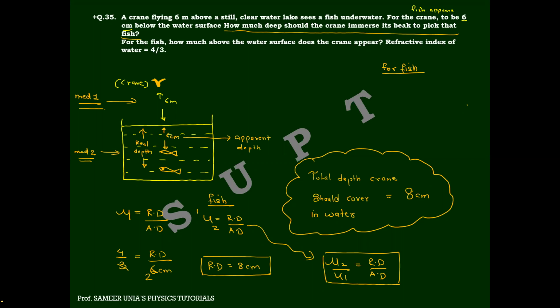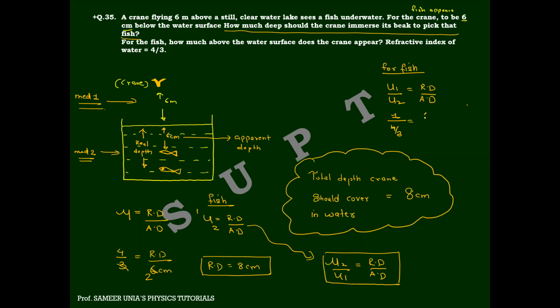अब आप मुझे बताओ कि अगर हम फिश की बात करेंगे तो इसको उल्टा करना पड़ेगा, रिवर्स करना पड़ेगा चीजों को। तो this whole relation will become mu 1 by mu 2 will become real depth upon apparent depth। You have to reverse the relation ना। So mu 1 कितना है? 1 है। mu 2 कितना है? 4/3.